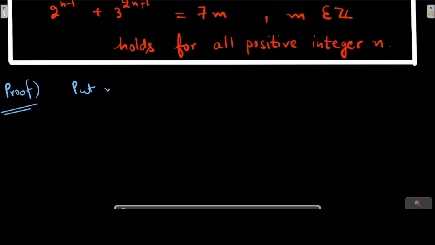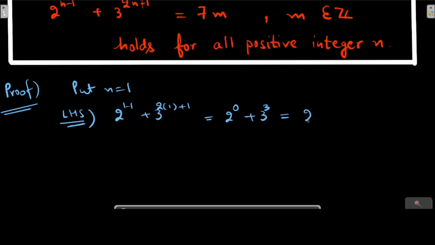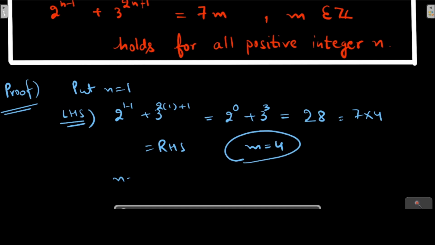Put n is equal to 1, so what does LHS become? 2 to the power of 1 minus 1 plus 3 to the power of 2 times 1 plus 1. So that's just 2 to the power of 0 plus 3 to the power of 3, which is basically 28, right? 2 to the power of 0 is 1 and 3 to the power of 3 is 27. So hence it is 7 times 4. So this is equal to your RHS, where your m is equal to 4, right? So n is equal to 1 holds. So this is your step 1.